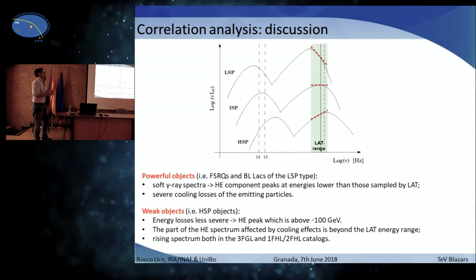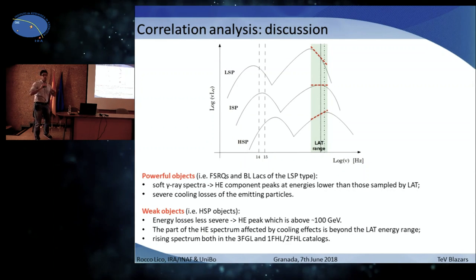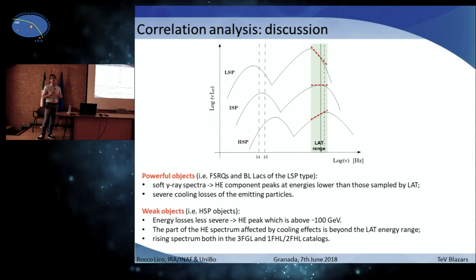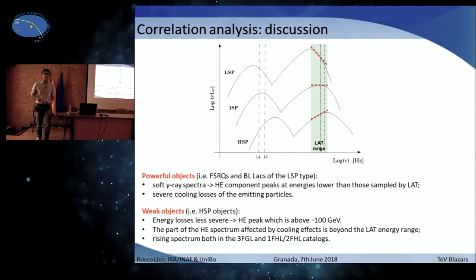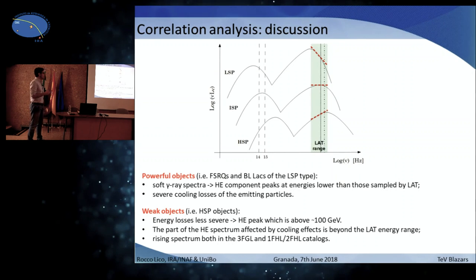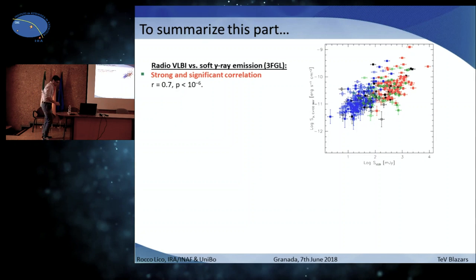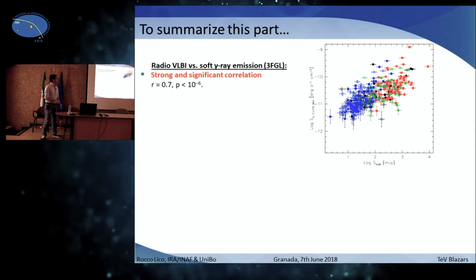As we said, blazars are very variable sources. So if in the future we can use concurrent data, of course, that would be much more suitable, that would be ideal and perfect. And I will conclude here. Let me just summarize what we did.